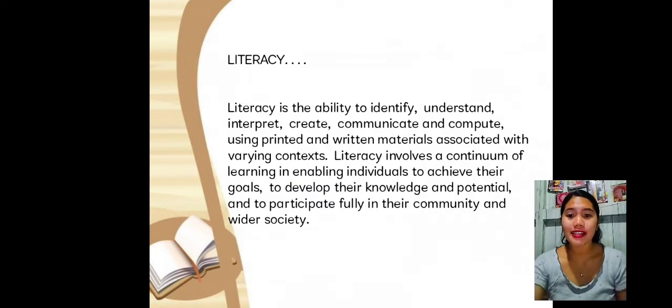So literacy is the ability to identify, understand, interpret, create, communicate, and compute using printed and written materials associated with varying contexts. Literacy involves a continuum of learning, enabling individuals to achieve their goals, to develop their knowledge and potential, and to participate fully in their community and wider society.